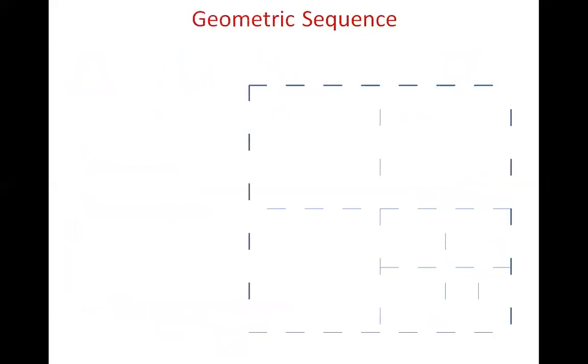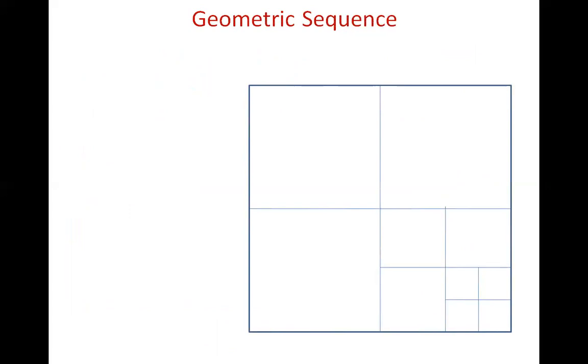Now, next we will discuss geometric sequence. If the successive terms are obtained by multiplying a fixed number to the preceding term, then such a list of numbers is said to form a geometric sequence. Let us consider a square as one whole unit. If you divide it into 4 equal parts, then each part will represent 1 by 4.